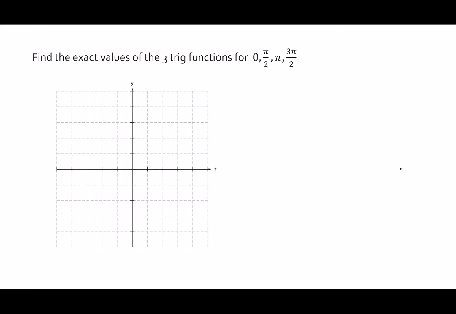Find the exact values of the three trig functions at 0, pi over 2, pi, and 3 pi over 2. So we're going to stay with our unit circle, and I'm going to draw a circle on this graph.